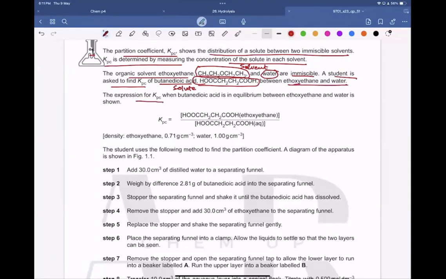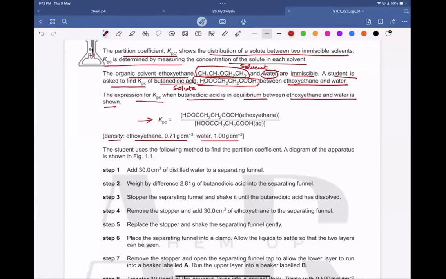The expression for KPC when butane dioic acid is in equilibrium between ethoxyethane and water is shown. So here we have the expression. We have butane dioic acid dissolved in ethoxyethane in the numerator, and in water it's in the denominator. Now, the density of ethoxyethane is 0.71 gram per centimeter cube, and water has a density of 1 gram per centimeter cube. So they have given us the density of both the solvents.